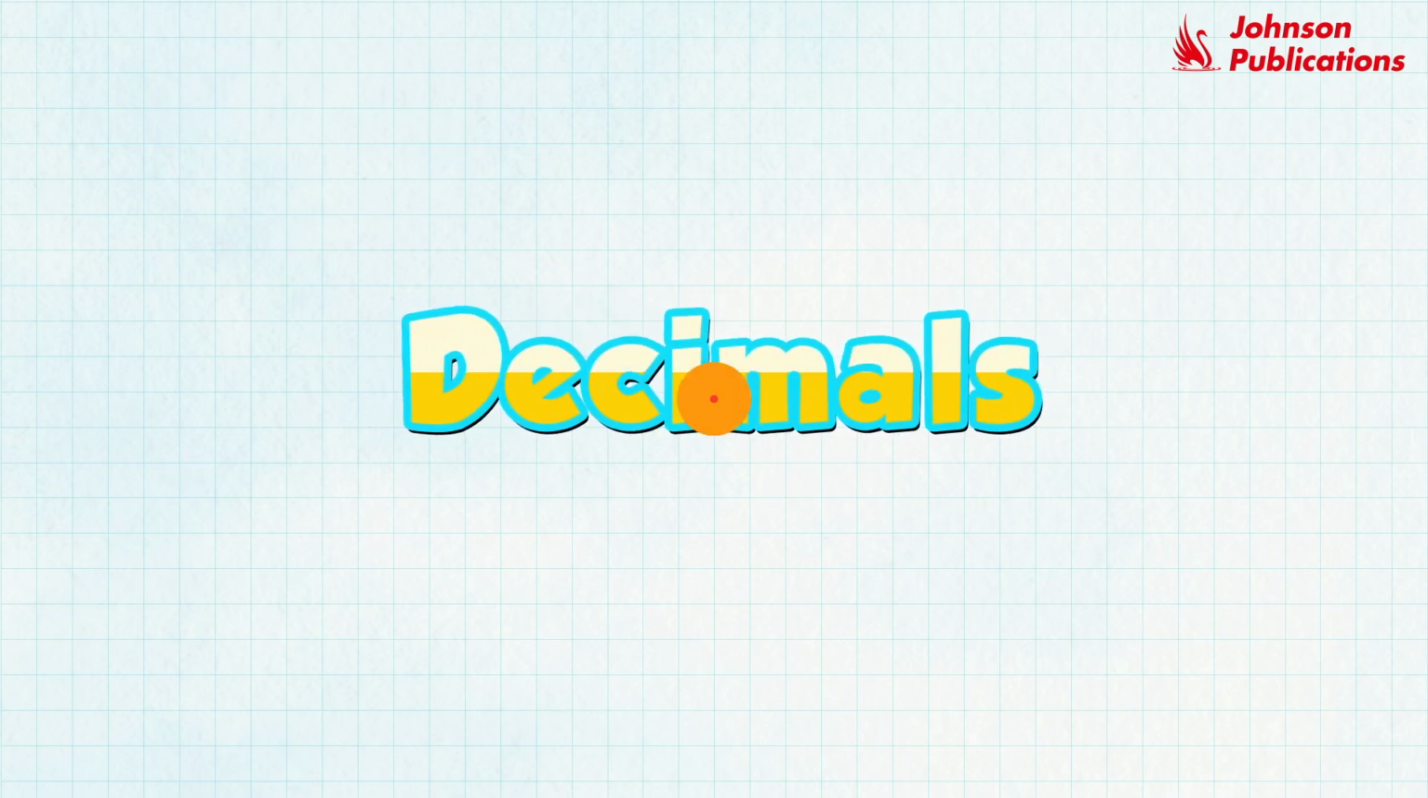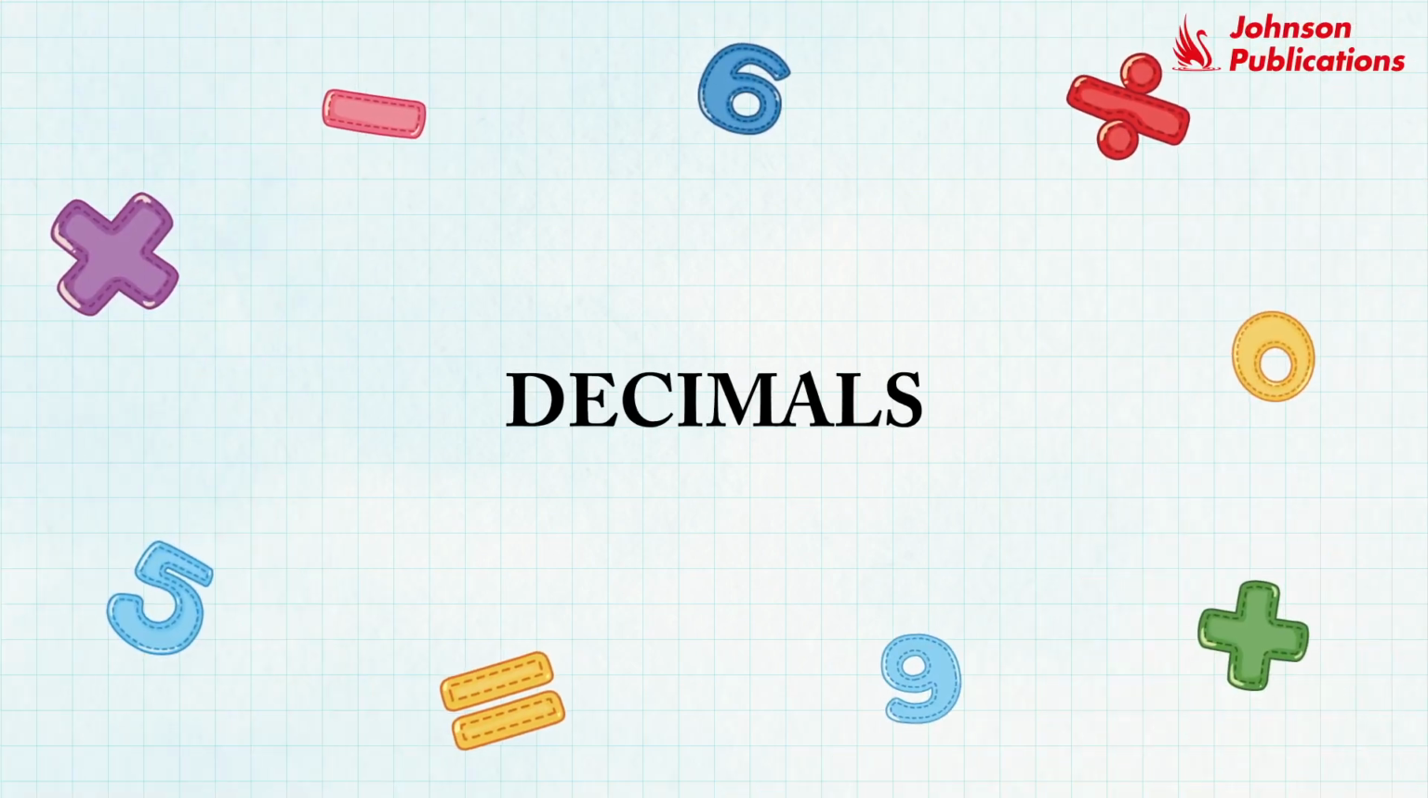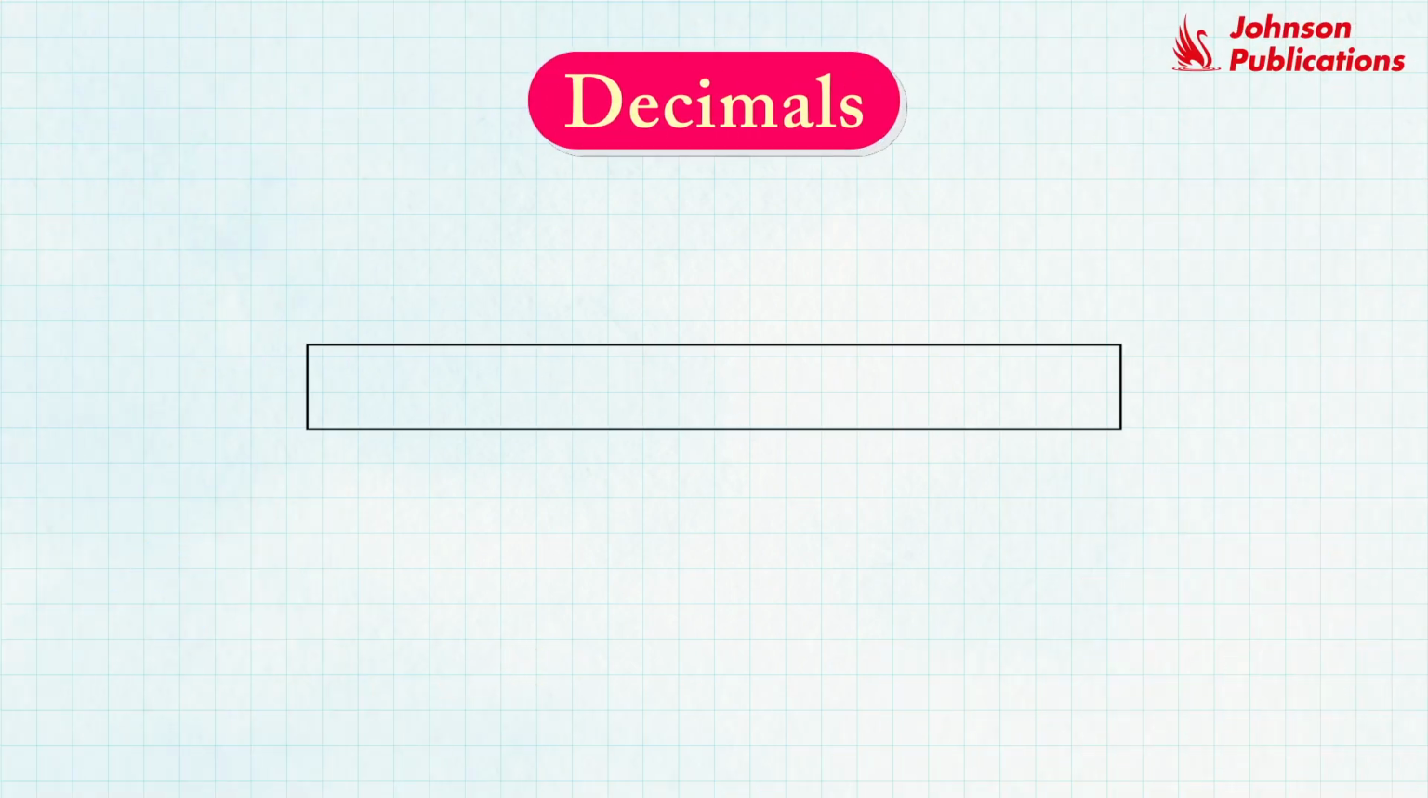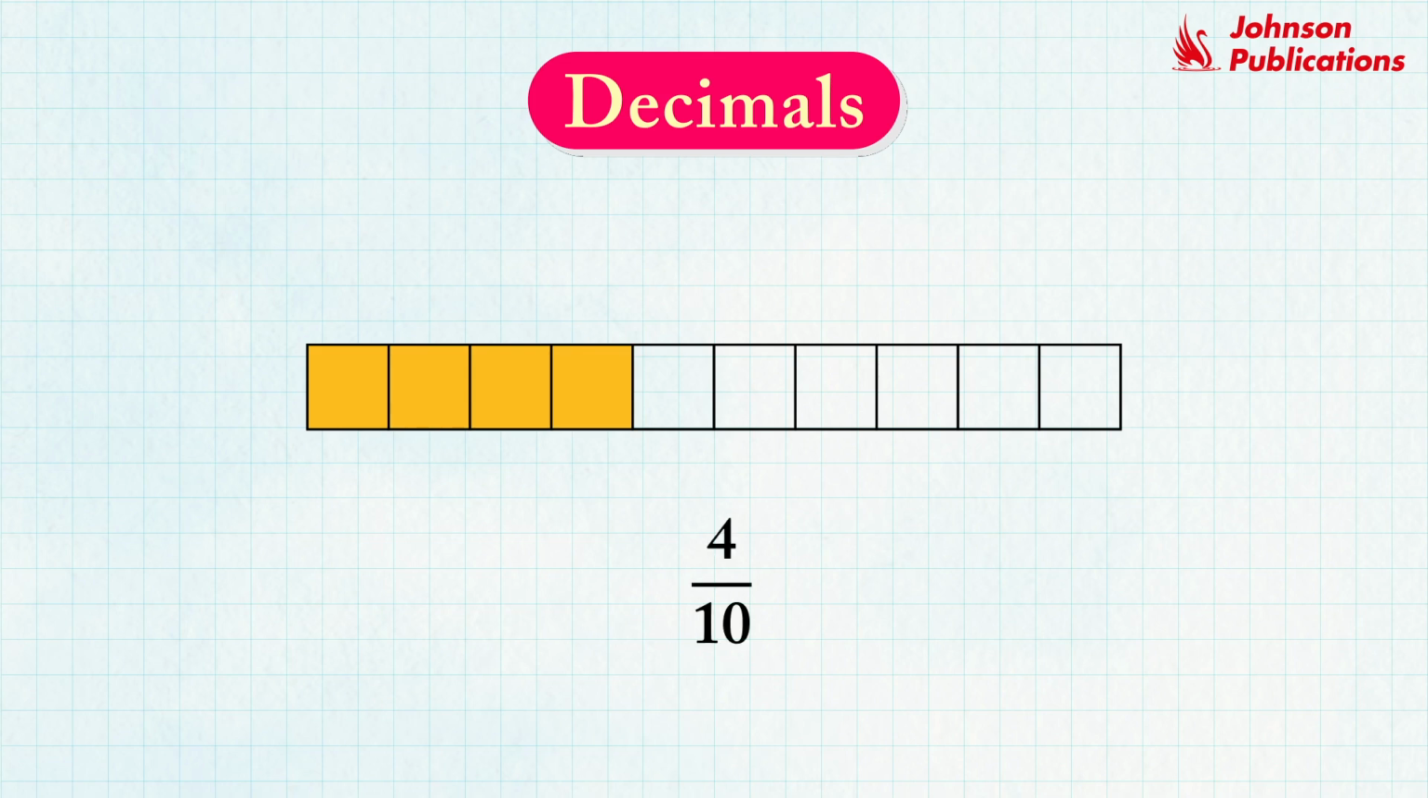Decimals. Look at this rectangle. It is divided into 10 equal parts. We shade 4 parts of the rectangle out of the 10 parts. The fraction representing the shaded parts of the rectangle is written as 4 by 10.